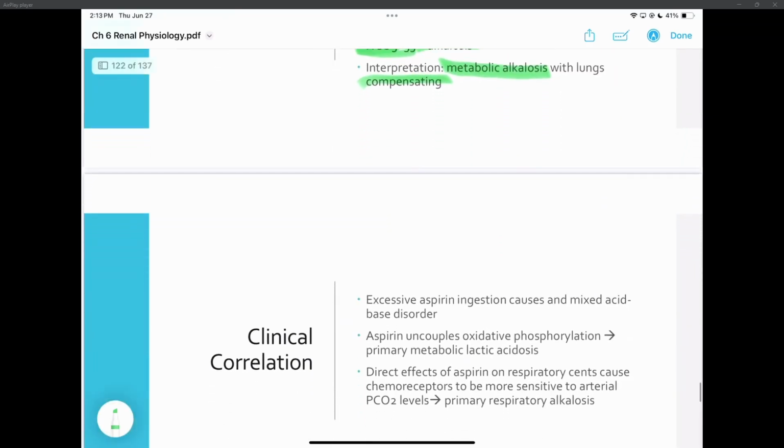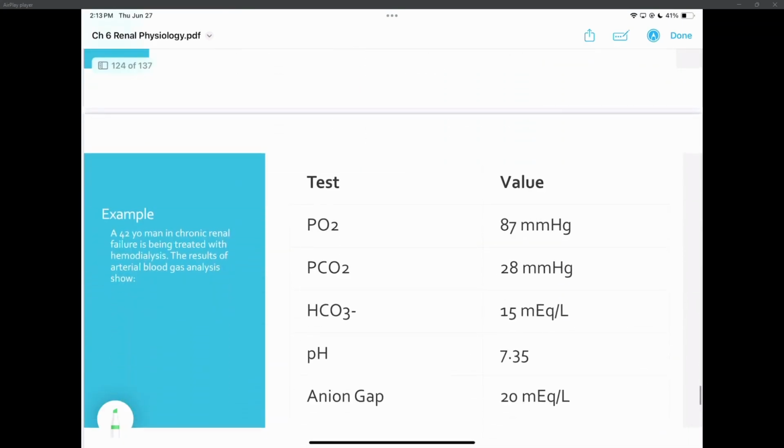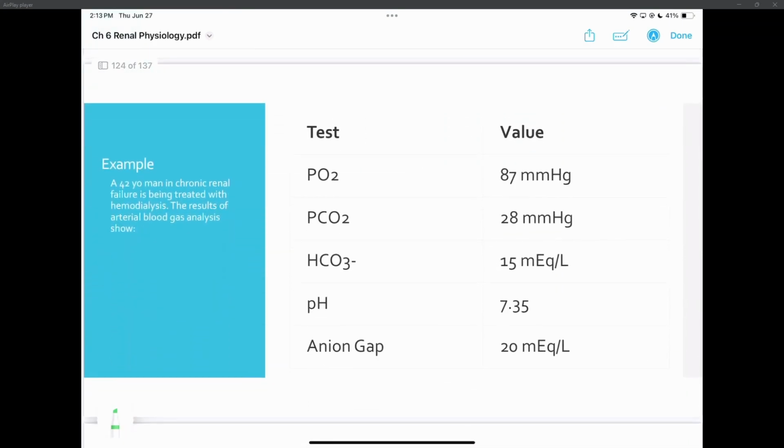Here's a really easy mnemonic I'll give you in a second. Don't worry about that. Here's an example, and I'll give you a mnemonic at the end.